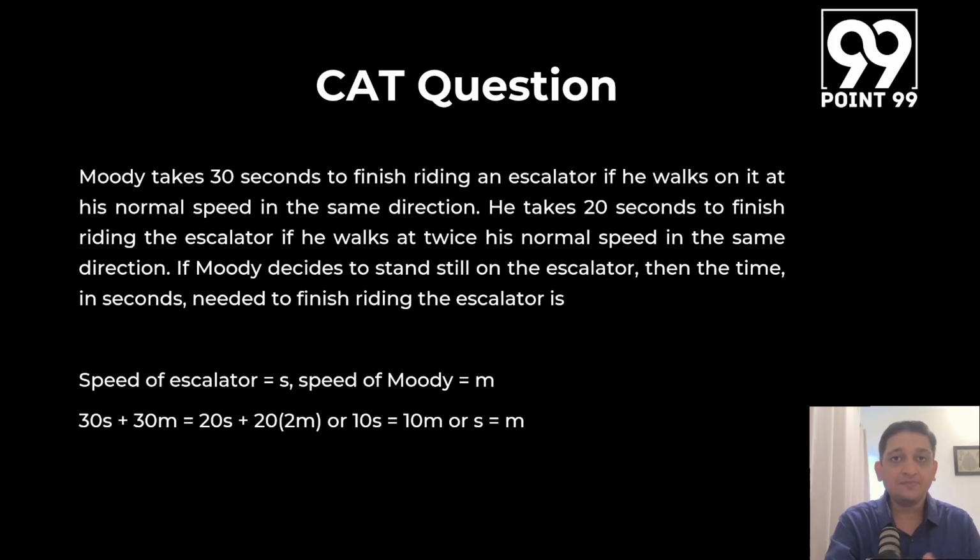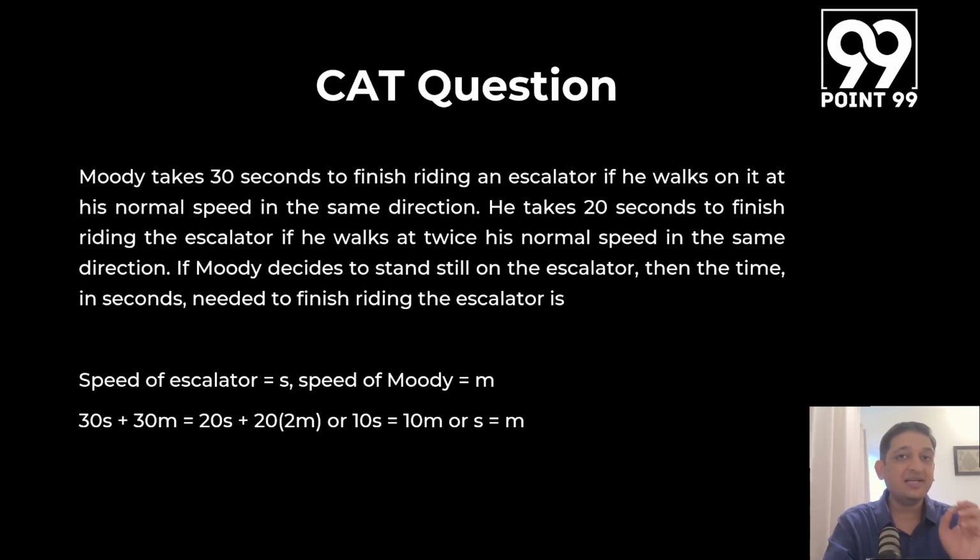इसका क्या मतलब बना? The speed at which the escalator is running, that is the same amount of speed at which Moody is also walking along the escalator. Normal speed जो Moody का है वो m है. तो s is equal to m, whatever will be the distance that will be there. Now we have been asked the amount of time that will be taken in seconds to finish riding the escalator. अब escalator पे steps कितने हैं? We have seen that 30s plus 30m is the distance and 20s plus 20 into 2m is also the same distance. ये distance क्या है?